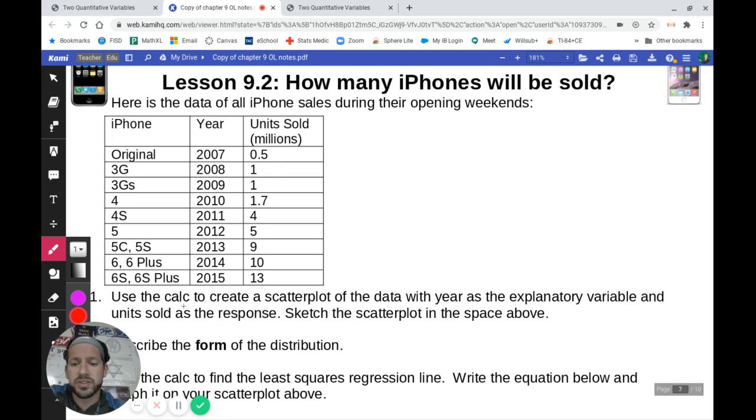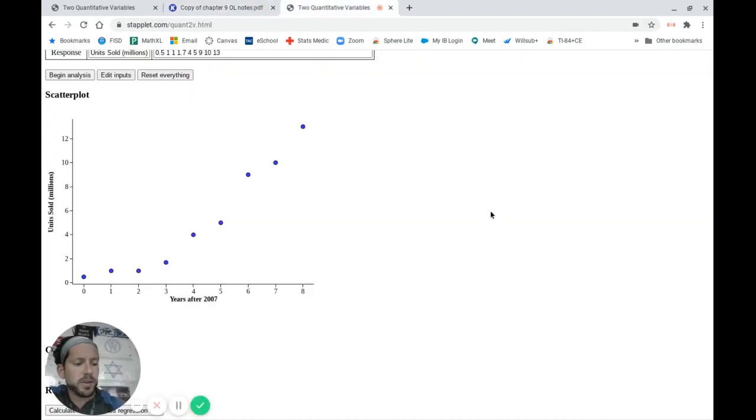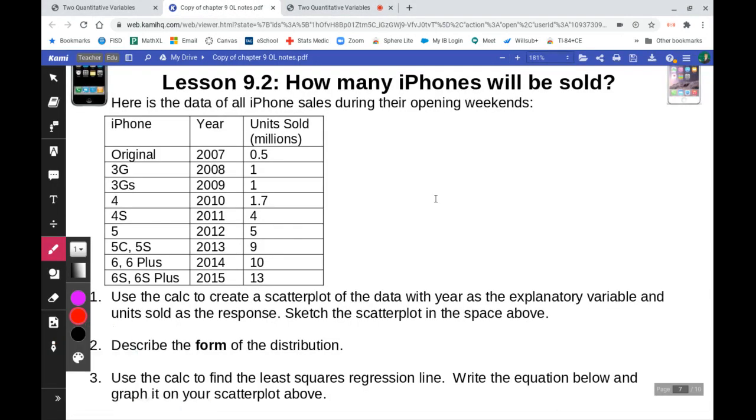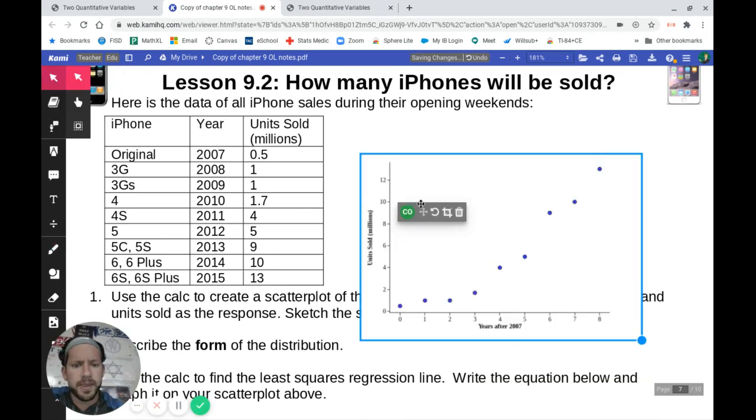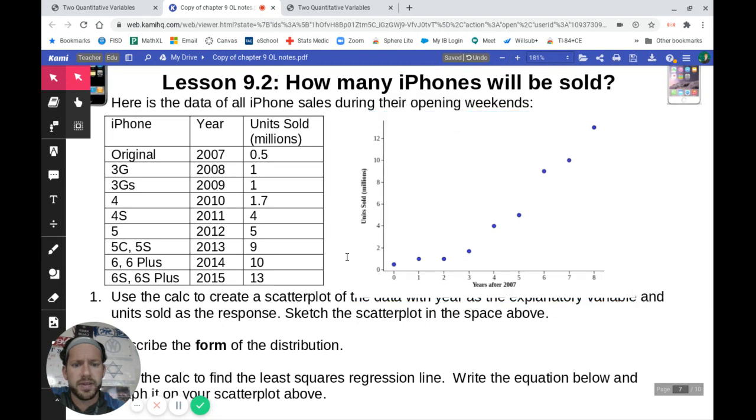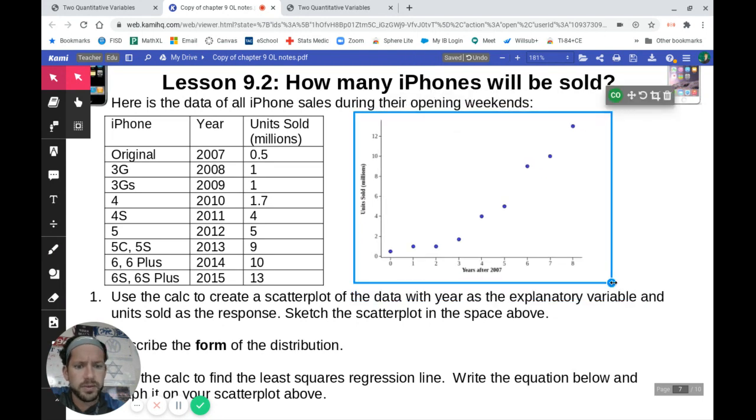Use the calculator. I actually use Staplet, and I'll show you in a second, to create a scatter plot with the year as the explanatory variable and the units sold as the response variable, and sketch the scatter plot in the space above. Here is the scatter plot. So you may notice the x-axis I actually have as years after 2007. So I start at 0 for 2007, and then every year after that. So I have that right there as well.